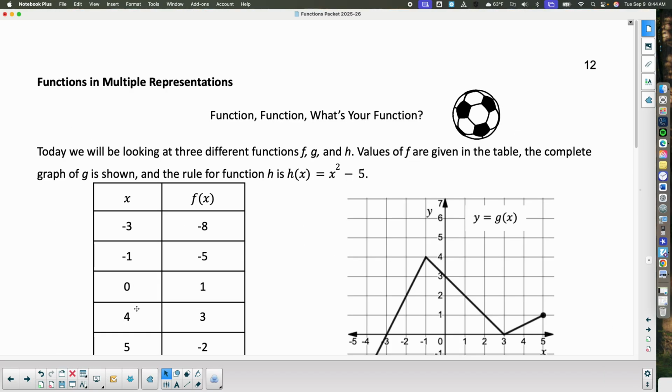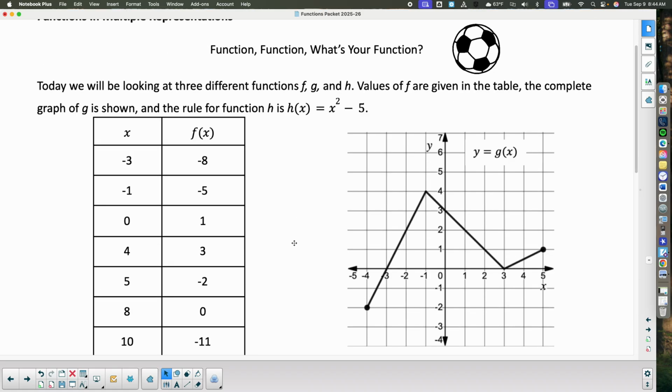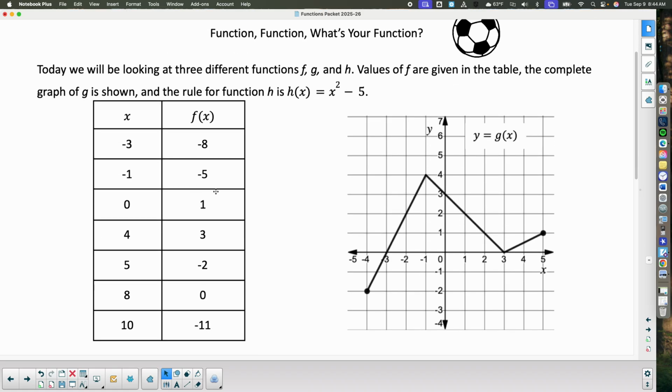Well, today, we're just continuing it on. I'm not even sure if we're gonna have really new material to go over for the rest of the week. It's just showing functions in all different forms. So this one, we have 3 different functions. We have a table, so this is called F. We have a picture, which is called G. And then we have an equation right here, H.